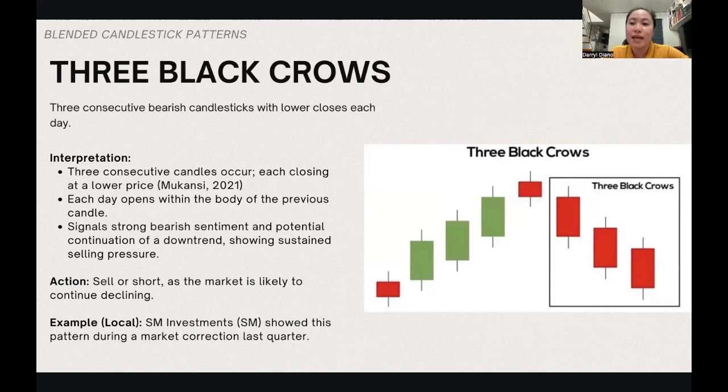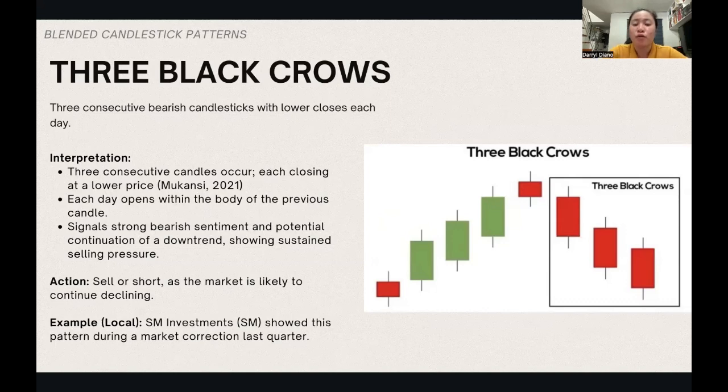Let's take, for example, SM. So SM Investments showed this pattern during a market correction last quarter. Although SM Investments reported growth in both net income and revenues for the first 9 months of 2024, there were areas of concern. For instance, its retail segment, while reporting overall growth, saw a decline in net income. This drop in profitability in the retail division, combined with the normalization of margins, could have contributed to investor caution.